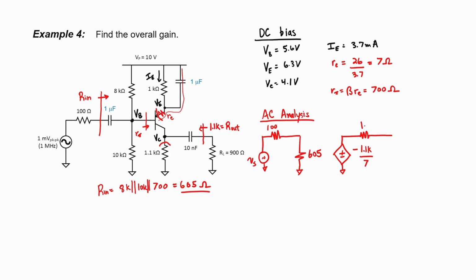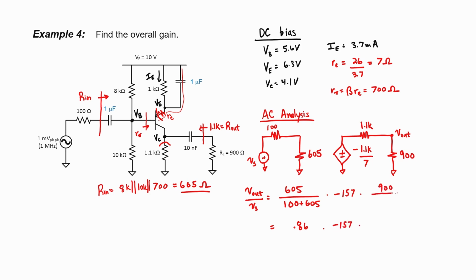Our output impedance here is 1.1 kiloohms, and let's go ahead and draw in our load, which is still 900 ohms. Labeling our output voltage, we can then find an expression for the overall gain of this circuit. The input impedance is a little bit reduced compared to what it was in the previous examples. Numerically, it works out to 0.86. You might recall that when we didn't have this capacitor bypassing the emitter resistor, this number was a lot closer to 1. Here our gain is minus 157, which is about the best you can do. And then we have our output voltage divider.